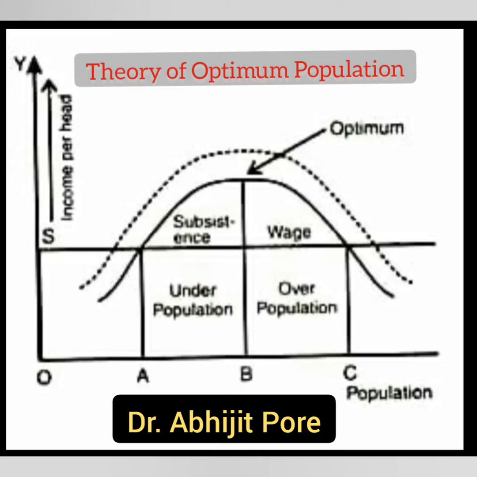The theory of optimum population is also known as the modern theory of the population. It has been developed by various demographers. The statement of the theory is: the population which has the highest per capita income is known as the optimum population. Optimum population means the population which has the highest per capita income.